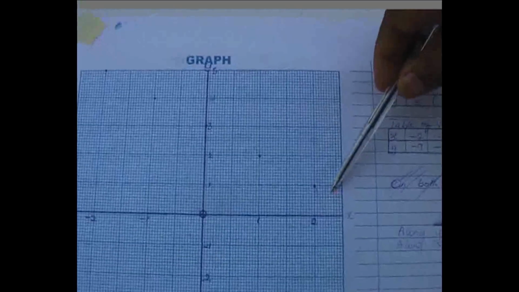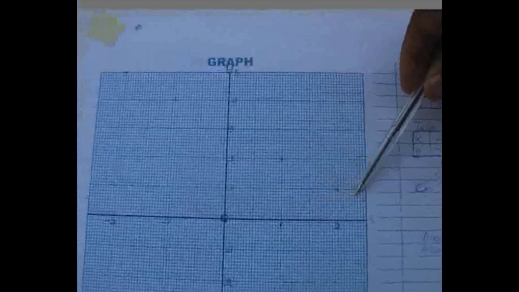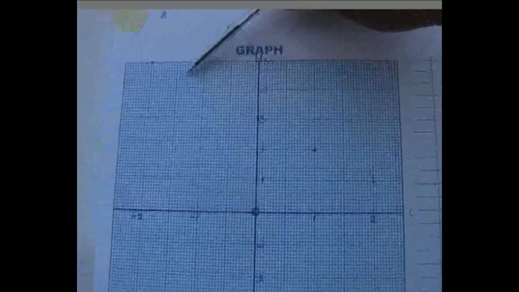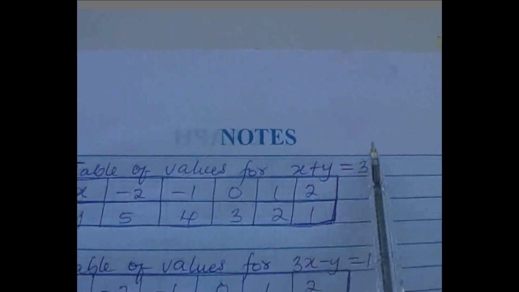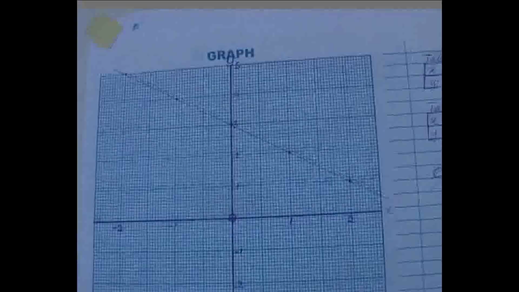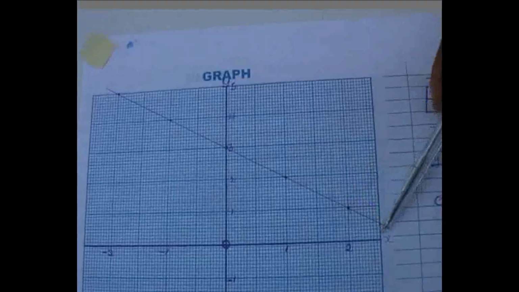I am going to drop the camera now, and by the time I open it again, you are going to see the line joining these 5 points, and that is the first line we got from our equation, x + y = 3. Now you can see that I have joined the points with a perfect straight line.